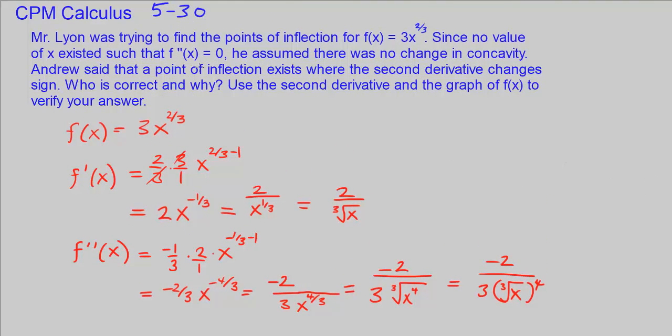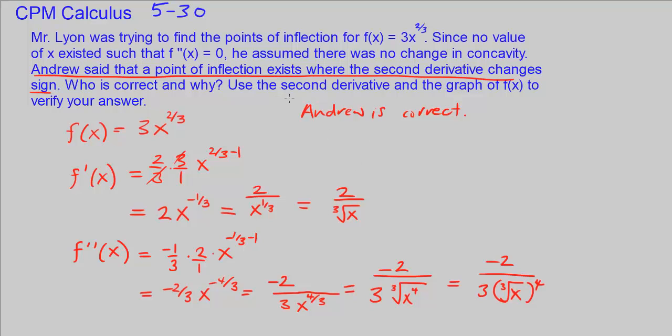Okay, so who is correct? Well, Andrew says that a point of inflection exists where the second derivative changes sign. That's true. Andrew is correct in saying this. So let's underline what he said that is correct. And Mr. Lyon says there's no value where f double prime of x is equal to 0. Well, that means that it's never changing signs.